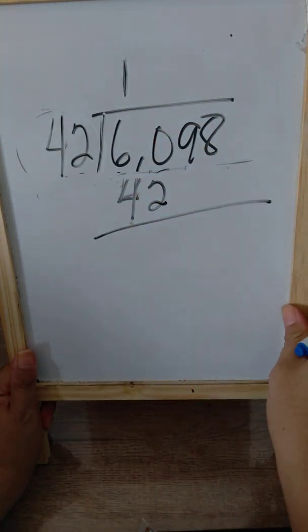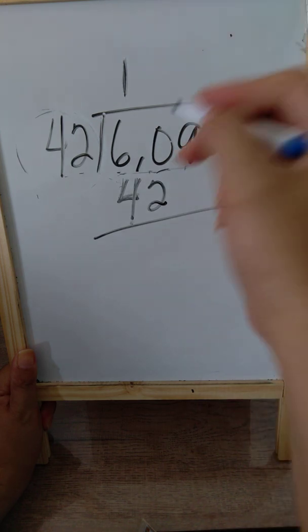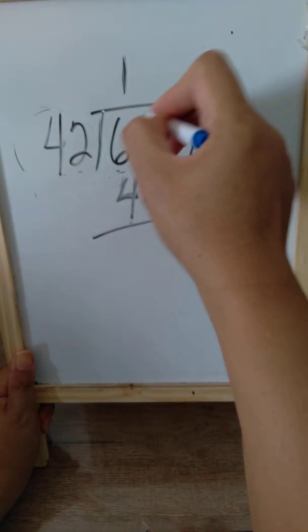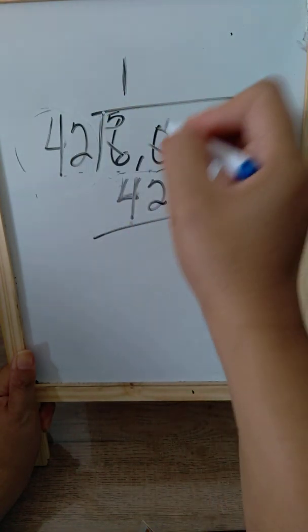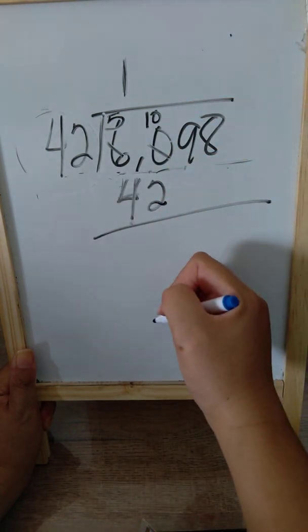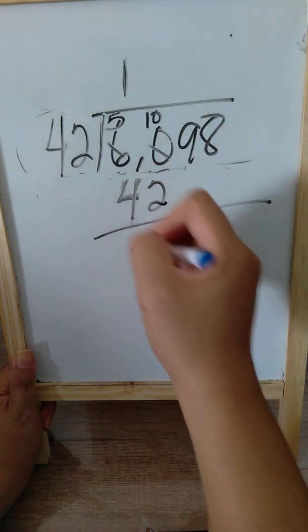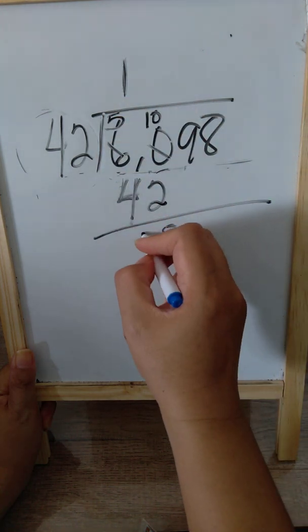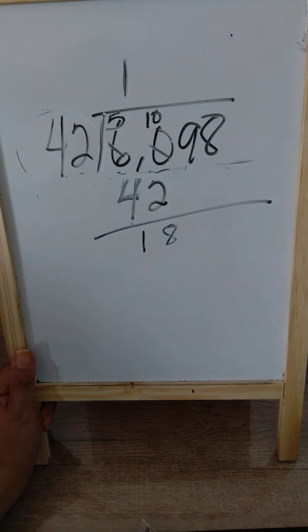60 minus 42. 0 minus 2 cannot be, so let's borrow 1 from 6. Then 6 will become 5 and 0 will become 10. Now we can subtract. 10 minus 2 is equal to 8, and 5 minus 4 is equal to 1. So 18. 18 divided by 42 cannot be.